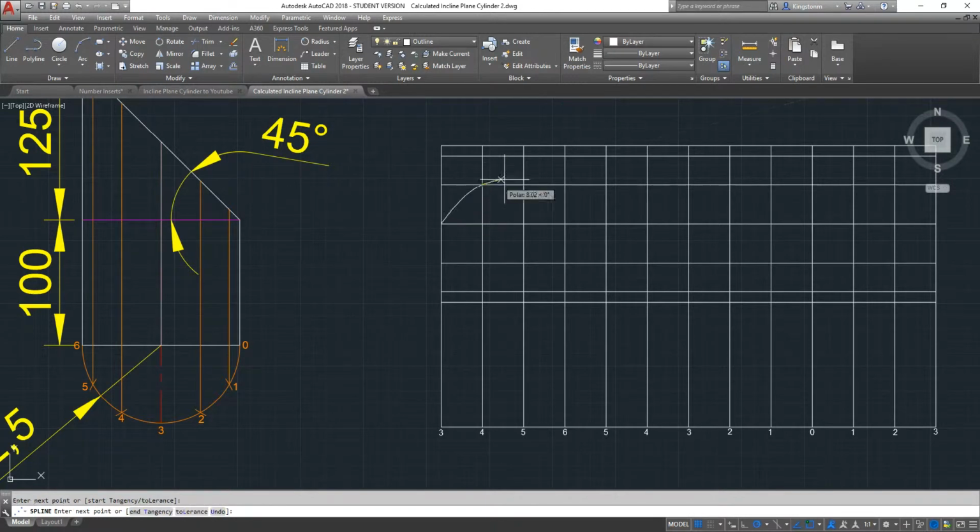3, up to 4, up to 5, 6, 5, 4, 3, 2, 1, 0, 1, 2, there we go. So there's our curve. All these lines going across here are actually projection lines. You draw them, try and draw those with a 4H pencil or something.